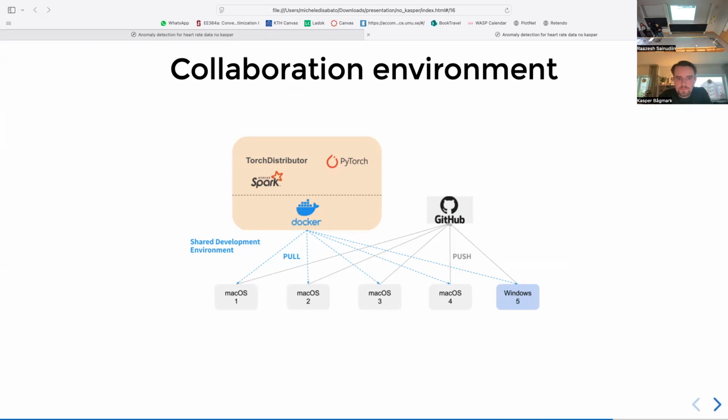So what we have done is we have adopted this official PySpark Docker image, and on top of that, we installed PyTorch, and the torch distributor is native to PySpark. We just push it to everyone's machine locally, and then they write their code in this container. Afterwards, they just push their code to GitHub. So it streamlines the workflow for our collaboration.